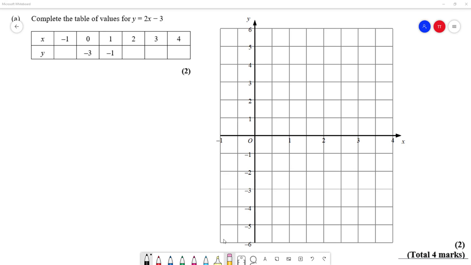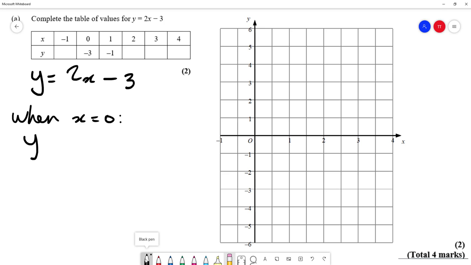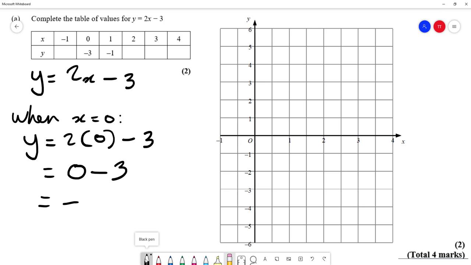So the easiest way to do a question like this is to substitute the value of x equals 0. So how did they get this value of -3? Well, let's write down the equation y equals 2x minus 3, and we're going to substitute x equals 0. So when x equals 0, y equals 2 times 0, remember the brackets mean times here, minus 3. So 2 times 0 is 0, and 0 minus 3 is simply -3. That's where this -3 comes from.